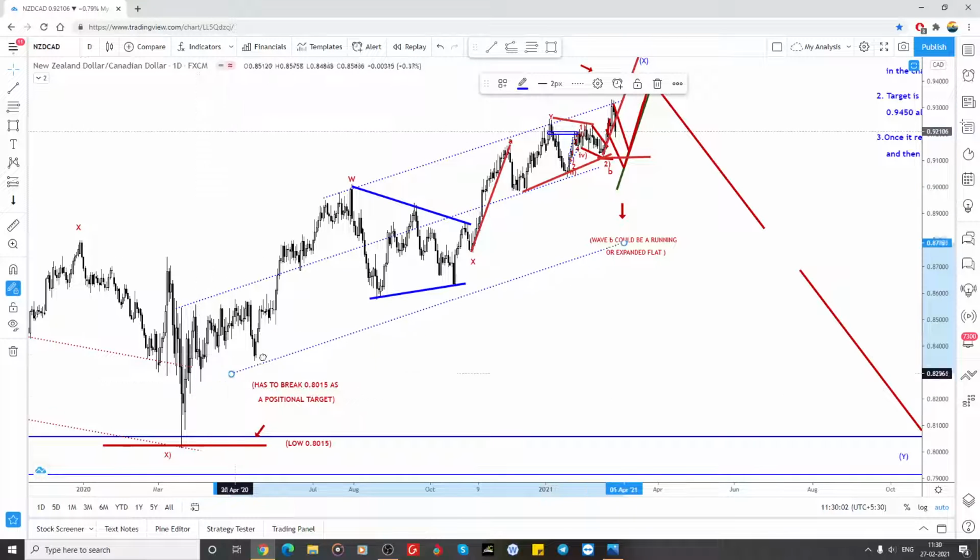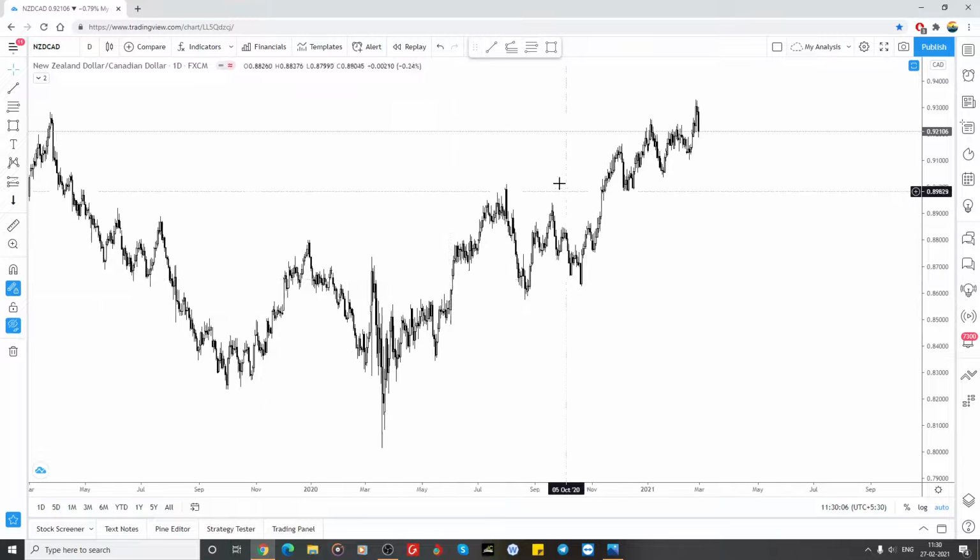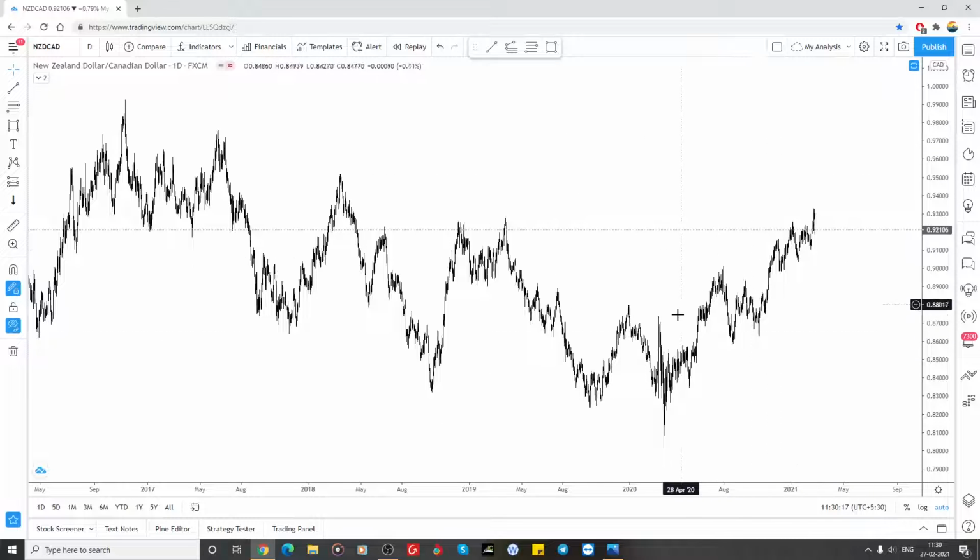So if it is a diagonal, yeah, this is a 1, 2. So this is a 3. This is the 4th, and this ABC is a 5. So this could be one five-wave structure that is over.